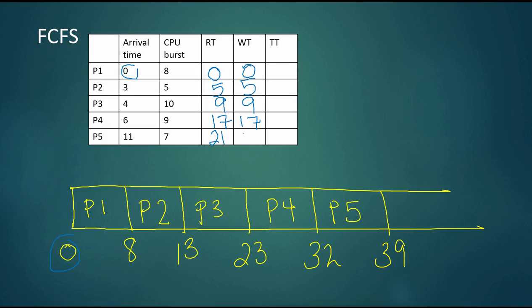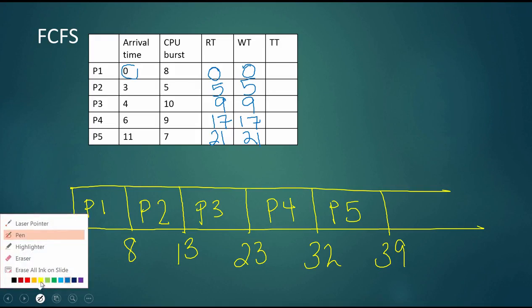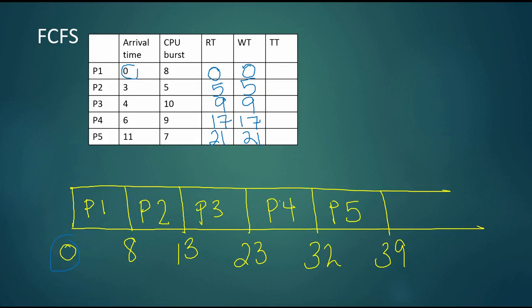And P5 arrived at time 11 and first got on the processor at time 32, so it has a response time of 21. Now, in order to calculate the average, all you do is add up these 5, get the total of this and divide it by 5 because there are 5 processes. So the average here would be then 10.4.